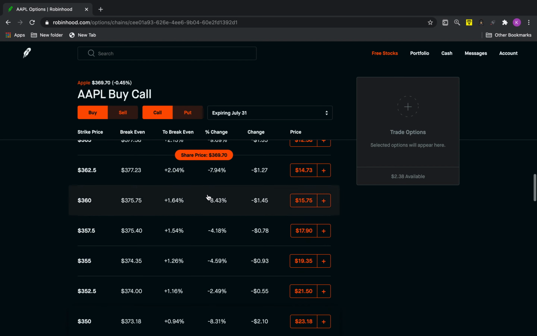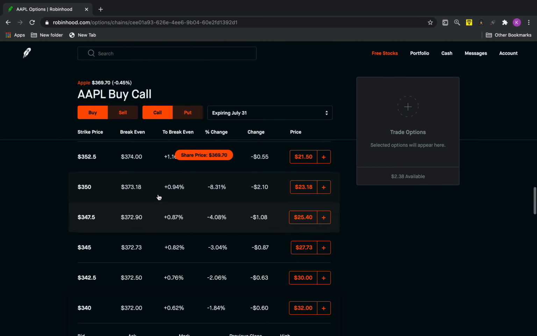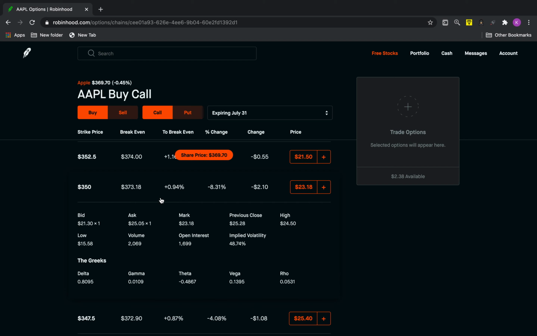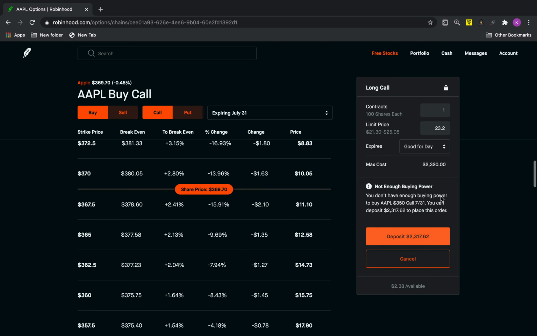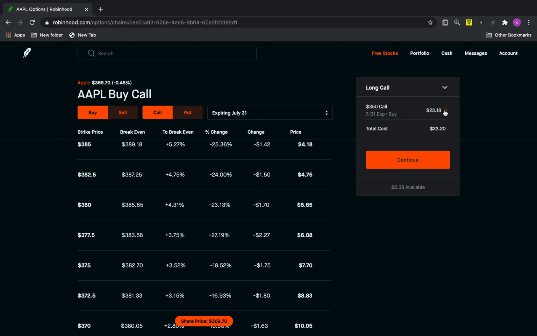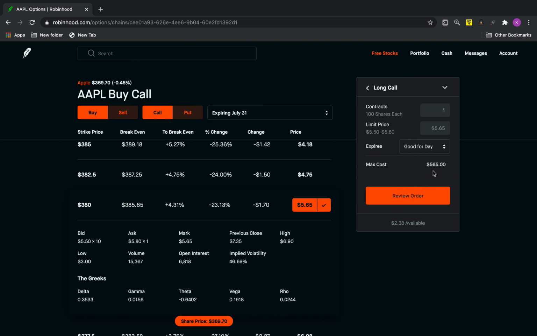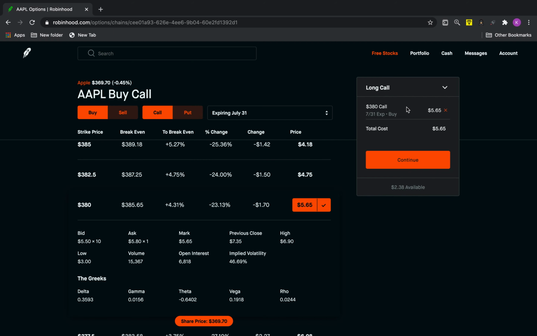Basically, the winning strategy is buy deep in the money with a lot of intrinsic value, so that if your call option was to expire and it didn't go up or go down, you still wouldn't lose all your money that you put into it. So let's use this example. If I was to buy this $380 call option and I paid $565 for this, and the share price stayed at $369.70 till July 31st, I would lose all of this $565 because there's no intrinsic value.